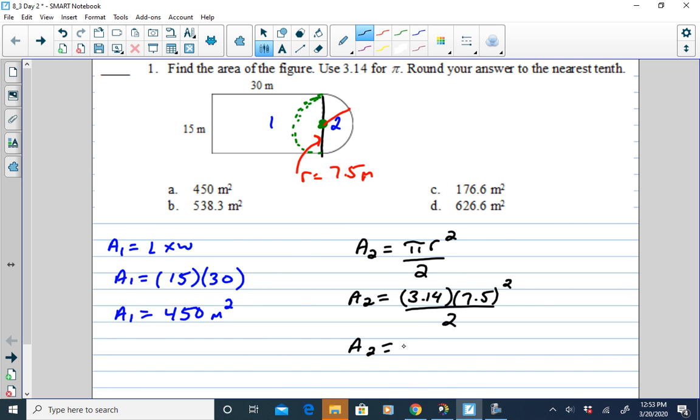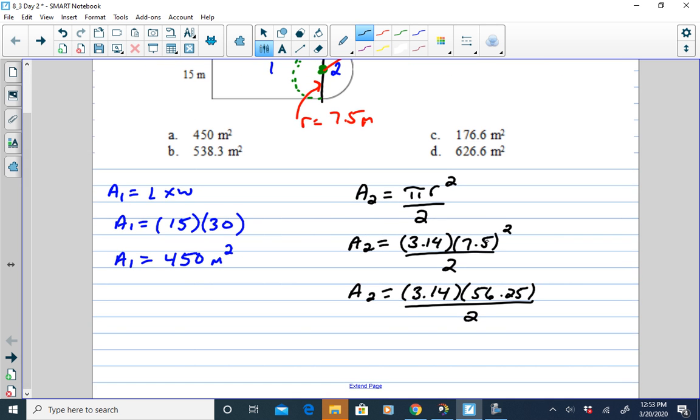So normally I wouldn't write this step, but I'm going to write it just so that you guys could see it. So this is 3.14 times the 56.25, and then we're going to divide that by 2. 7.5 squared is not 7.5 times 2. 7.5 squared is 7.5 times 7.5. That's where we get the product of the 56.25. So now, area 2, we can finish this with our calculator. Multiply 3.14 times that 56.25, and then we want to divide all of that by 2, and we wind up with 88.3125.